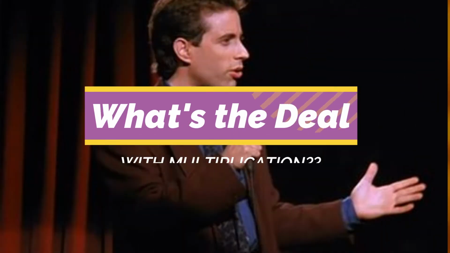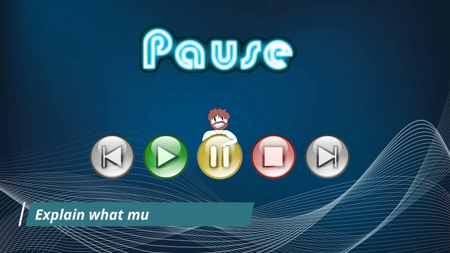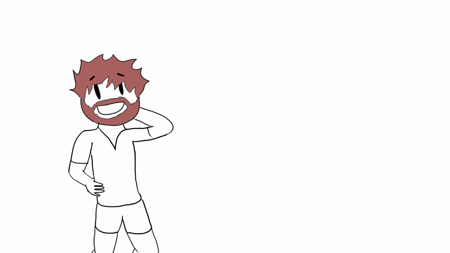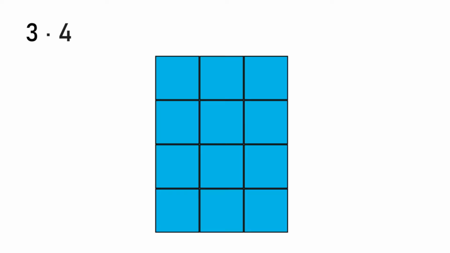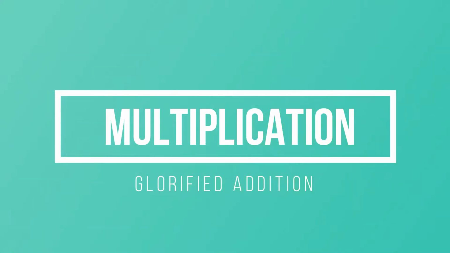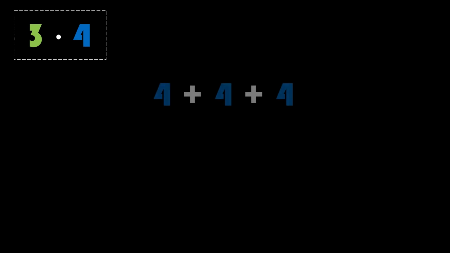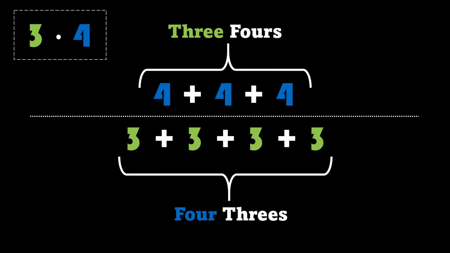So, what is multiplication? We do it a lot, but it's good to remind ourselves of what it is. Pause the video and try to explain what multiplication is. Well, there's a few good ways to explain what multiplication is. You can think of 3 times 4 as having 3 groups of 4, or the amount of squares in a rectangle with side lengths 3 and 4, but I'm going to think about multiplication in this way. Multiplication is glorified addition. 3 times 4 is the same thing as adding 3 4s together. Or equally, it's the same thing as adding 4 3s together. It doesn't matter the order you do it in.